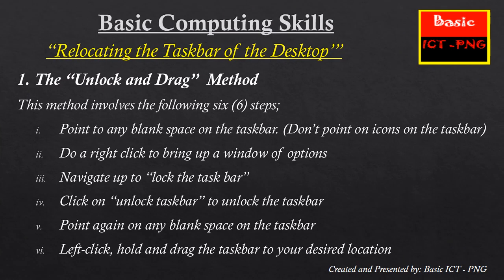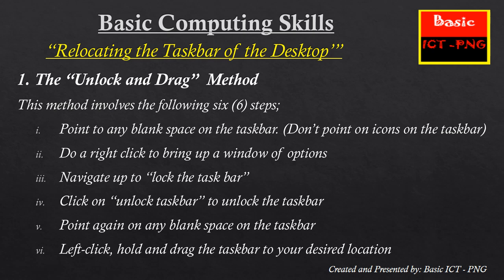Method of relocating the taskbar on the desktop. Method number one is the unlock and drag method. This method involves the following 6 steps. Step number 1. Point to any blank space on the taskbar. Note, do not point on icons on the taskbar, but blank spaces. Step number 2. Do a right click to bring up a window of options.